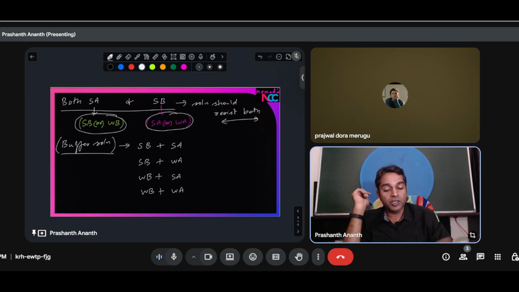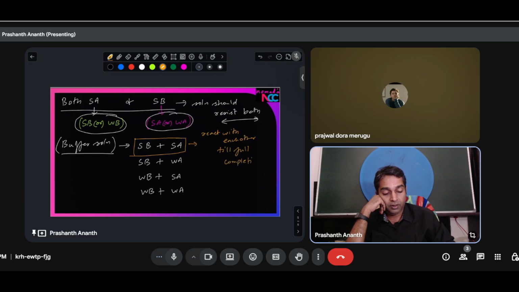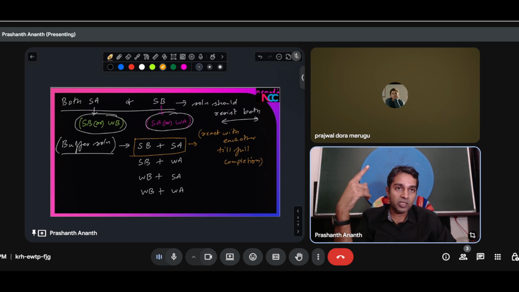But there's problems here. The problem here is this. Let's take the strong acid and strong base combination. This one here, they neutralize, they react with each other. If you mix the two of them, they react with each other till full completion, meaning one of them is consumed. Either the strong base will be consumed or the strong acid is consumed. One of them is consumed.